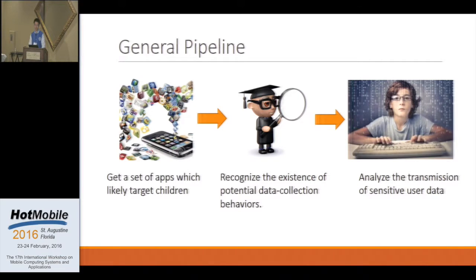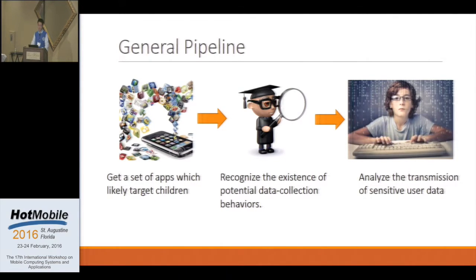The second step is to recognize the existence of some potential data collection behaviors. In particular, the FTC cares about three features. The first one is whether the app uses in-app purchase. The second one is whether the app has targeted advertisements. And the third one is whether the app can link to a social network like Facebook or Twitter. These three behaviors are recognized as three of the most common ways of data collection. The FTC staff checked these three things manually.